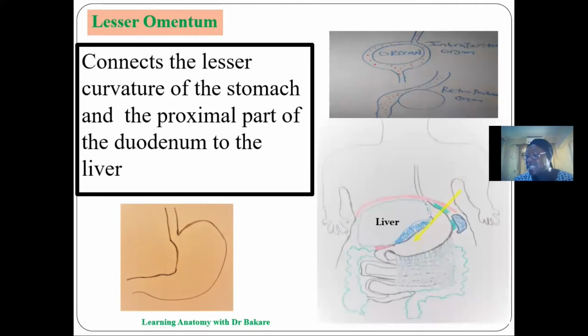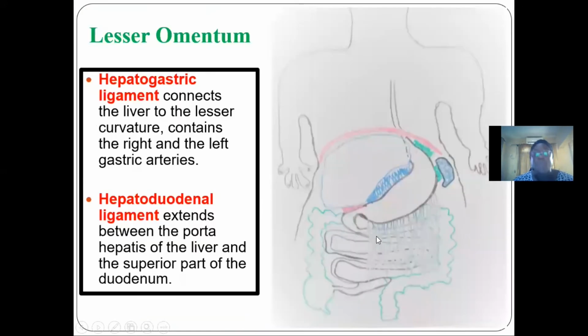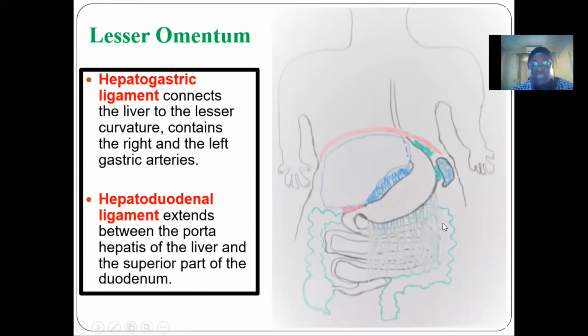So this is the lesser omentum connecting the lesser curvature to the liver. And we have another region of the lesser omentum connecting the upper part of the duodenum, because we've said that the duodenum is the next structure that follows the stomach, which is a part of the small intestine. So another region of the lesser omentum connects the upper part of the duodenum to the liver, and that is why the lesser omentum is divided into two sub-regions. The first region is called the hepatogastric ligament.